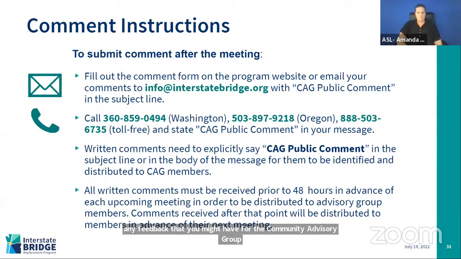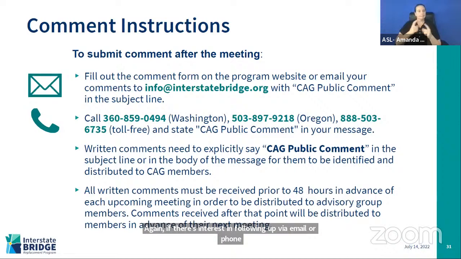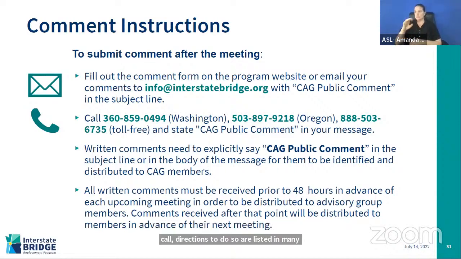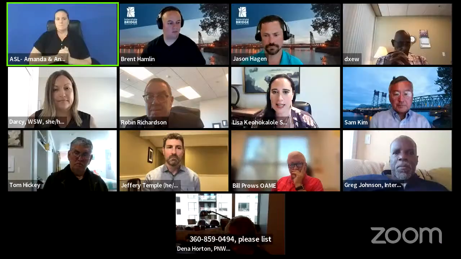Again, if there's interest in following up via email or phone call, directions to do so are listed in many different ways: info@interstatebridge.org, or you can call and leave a message at 360-859-0494 or 503-897-9218. Please list CAG public comment so that we can provide that public comment to our community advisory group. Next slide.